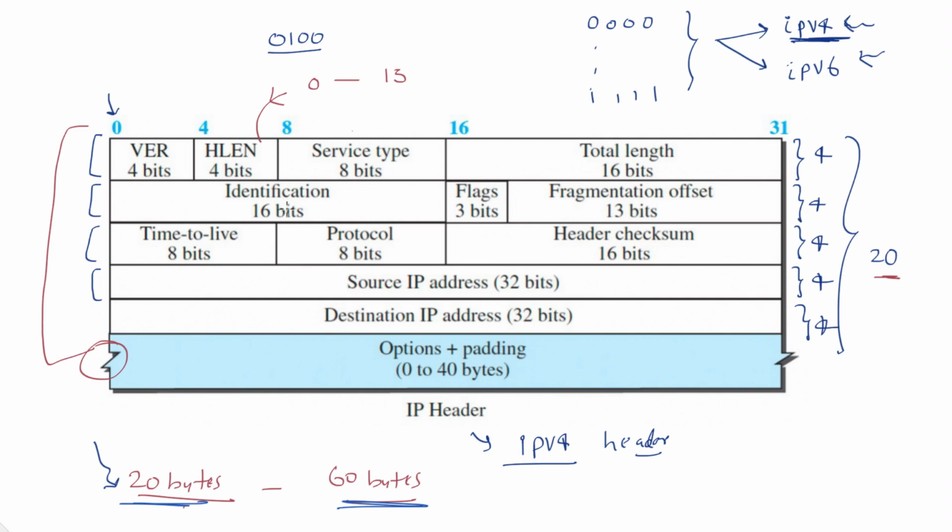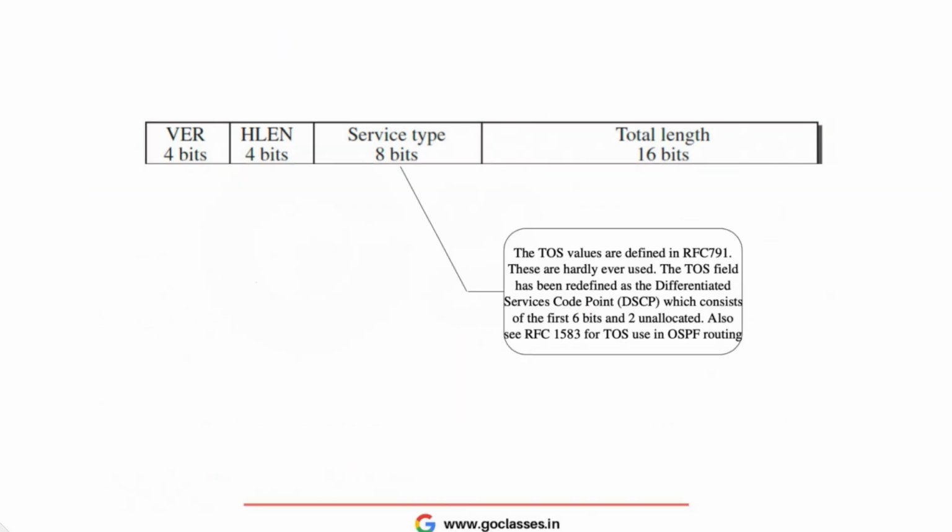Now what about the service type? So there is another field that is service type. They also call it type of service, and then it got some name change, which is the service code pointer, something like that. It got redefined after some time. Anyway, this field is not used much, so we will not be studying it. These are hardly ever used, so we will not be studying this service type.